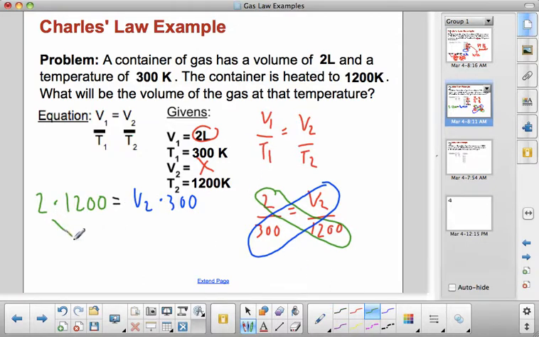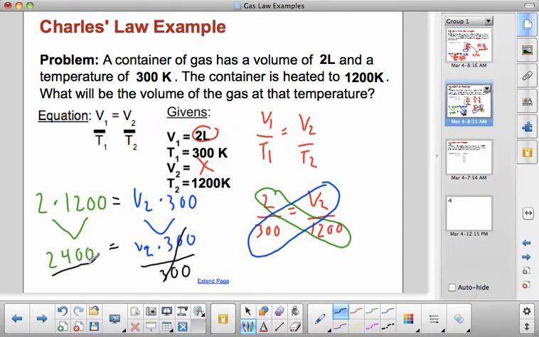On this side of my equation, I have 2 numbers, so I can simplify that down. That will just become 2400. And on this side of the equation, I can't simplify or reduce it at all, so I'll still have the V2 multiplied by the 300. Now I need to get V2 all alone by itself. Currently it's being multiplied by 300, so we need to remove it from that side of the equation. We're going to do the opposite operation. It's being multiplied by 300, so we want to divide by 300 to eliminate it from this side. You have to do the same to the other side as well, so we're going to divide this side by 300 as well.